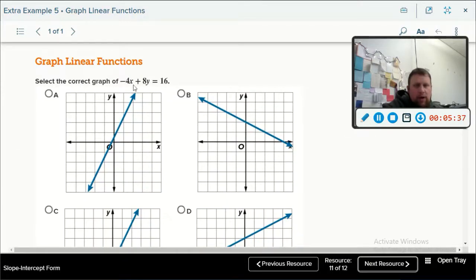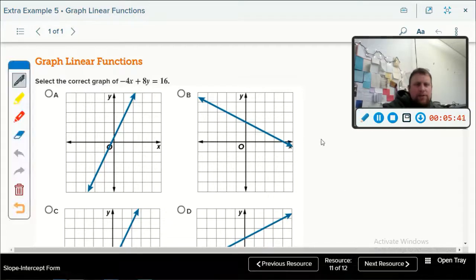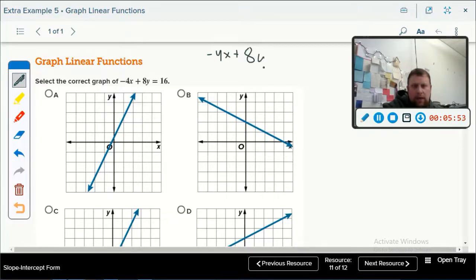Select the correct graph for negative 4x plus 8y equals 16. Here's the deal. You need to solve this for y to really make it easy. So to do that, first of all, I'm going to rewrite this. Negative 4x plus 8y equals 16. And I need to get rid of x, so I'm going to add 4x to both sides.